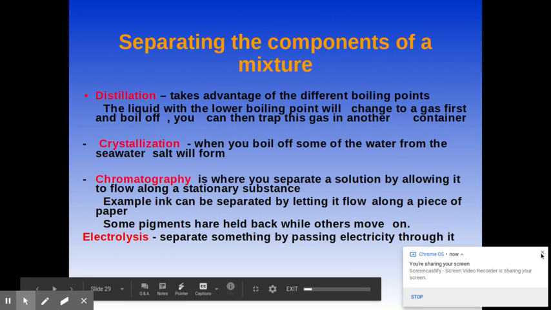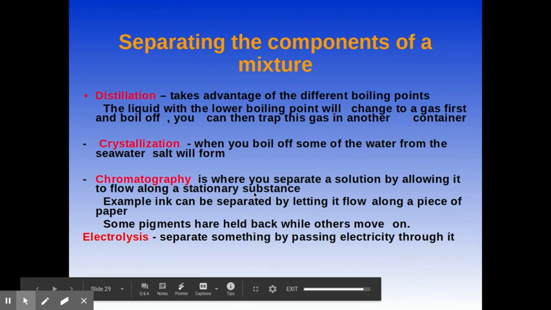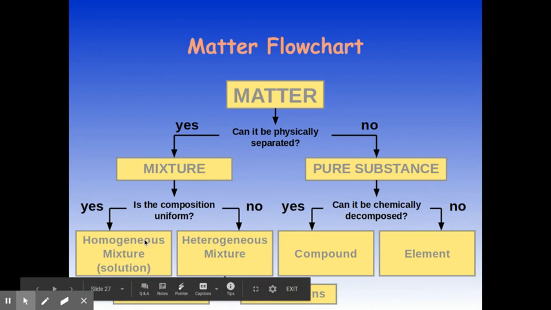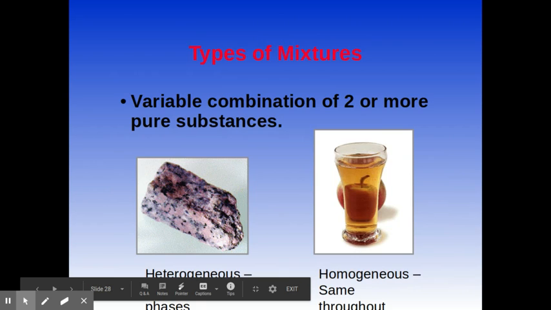We're going to talk about mixtures and how to separate them. So, yesterday we learned what a mixture was. Go back a minute here. We learned that a mixture was something that could be physically separated. So, we're going to learn how to do that here today. And of course, it could be uniform composition, homogeneous, or heterogeneous, where it's not.